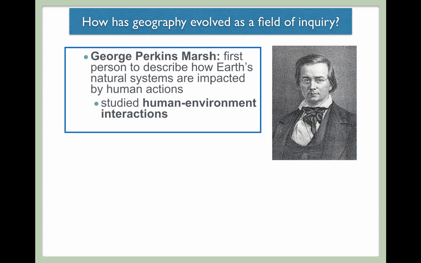And one of the people who helped make that shift was a man named George Perkins Marsh. Again, we got his name on the left-hand side. He was one of the first people to focus and to describe how Earth's natural systems are impacted by human actions. In other words, how the natural physical character of Earth is impacted by what it is that humans do. Now, it seems a little bit mundane or a little bit basic for you and I, because that's something that we hear and talk about often.